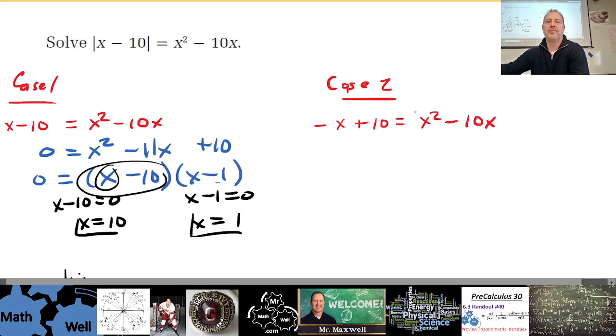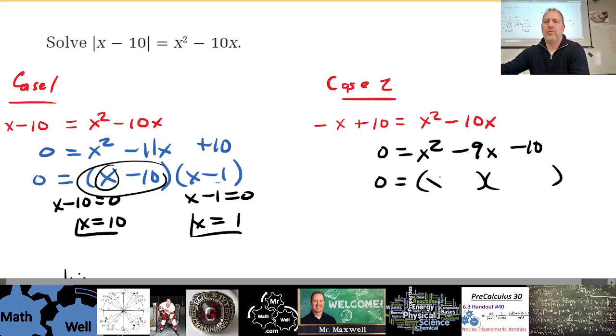Don't forget about case 2. So here, we have x squared. I'm going to add x to both sides. So that's going to be negative 9x and then minus 10. So what do we have here? Multiply to -10, add to -9. Does this work by sight? Well, I think if we did x, let's see, -10 and then +1, wouldn't that work? -10 plus 1 is -9. -10 times +1 is -10. So we have x equals +10 and x equals -1.